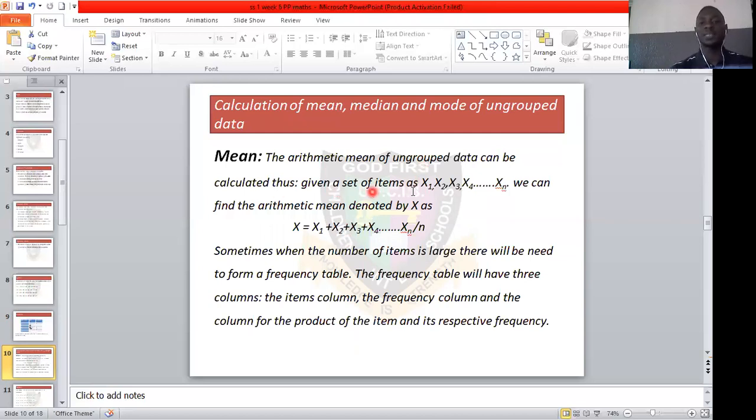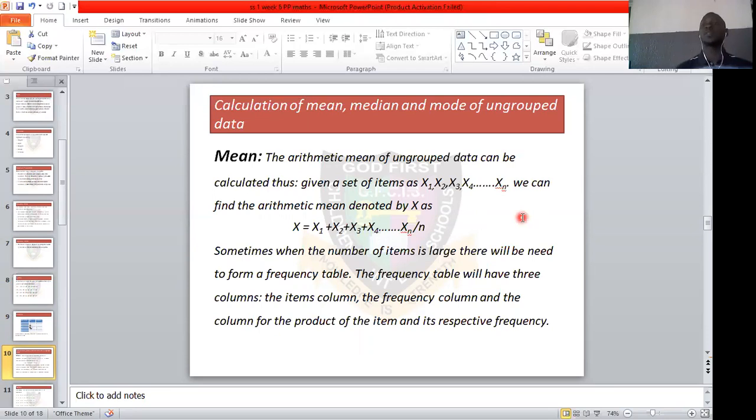Given a set of items, let's say x1, x2, x3, x4 down to xn, we can find the arithmetic mean, denoted by x bar, as x1 plus x2 plus x3 plus x4 down to xn divided by the number of items. It could be 15, then it's 15 numbers. It could be 20, it could be 20 numbers.